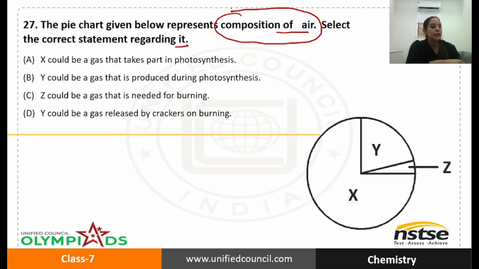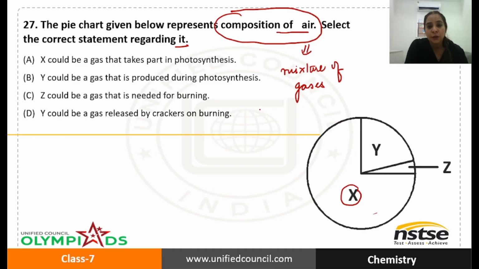Now let me tell you here, if I talk about the composition, so this X area you can see is the bigger. And firstly, I would like to tell you about air. What is air basically? Air is a mixture of gases. There are many gases which are present in good amount, and there are few which are present in traces, or you can say in very less amount.